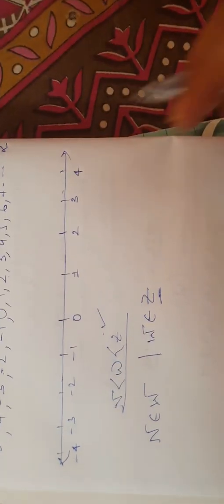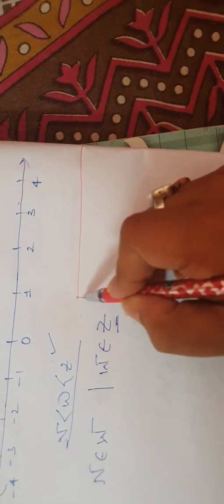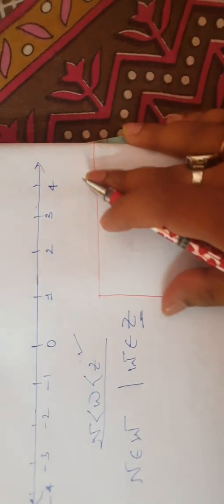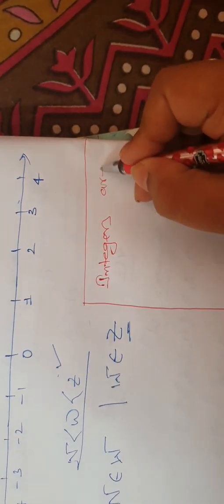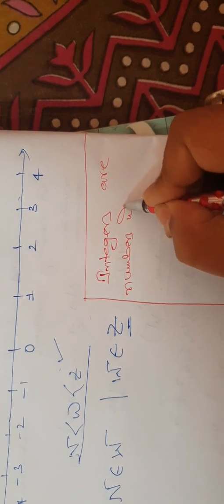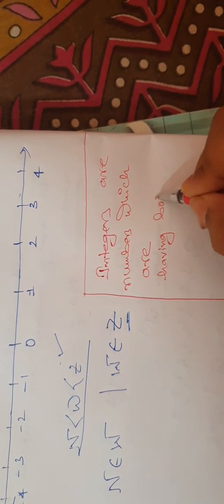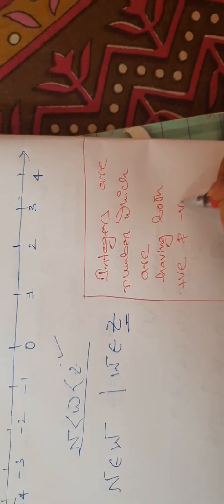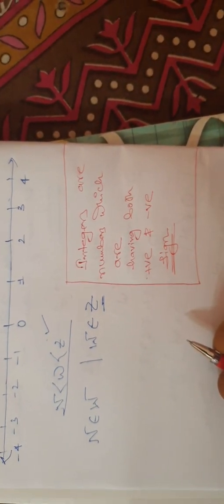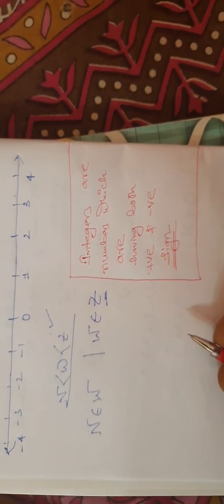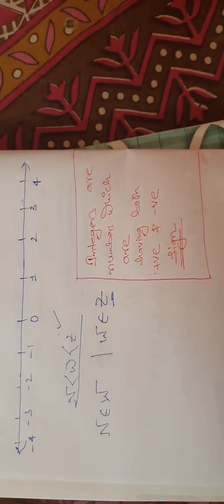So that means the set of integers is the biggest here. But remember the notable point. What is the notable point? The notable point is integers are numbers which are having both positive and negative sign. Yes or no? Integers are numbers which are having both positive and negative sign. Are you getting my point? I hope that you understand this thing.